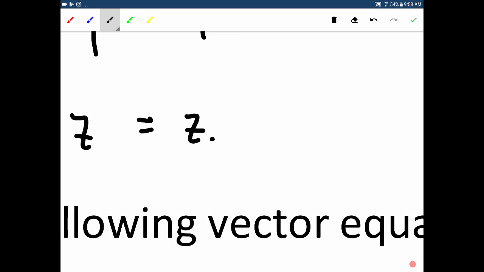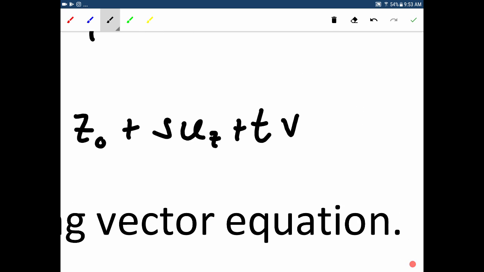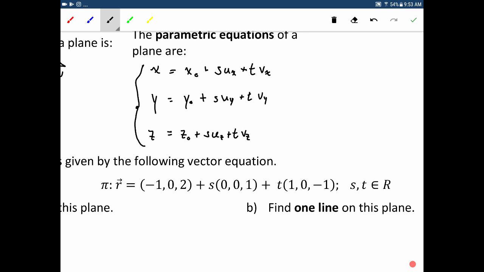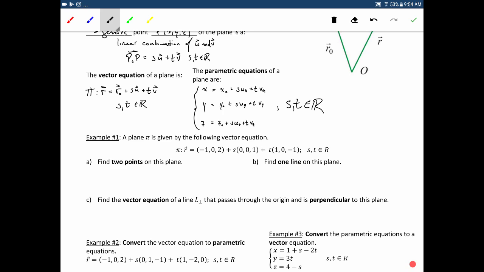So z is z0 plus, oh, that's not right, the z component of u plus the z component of v. Okay, so there we go. And of course, you do have to specify that s and t are both just elements of the real numbers. Okay, so that creates our plane.